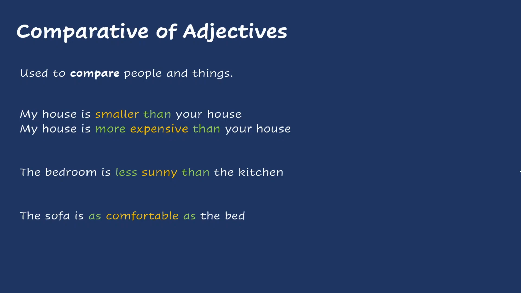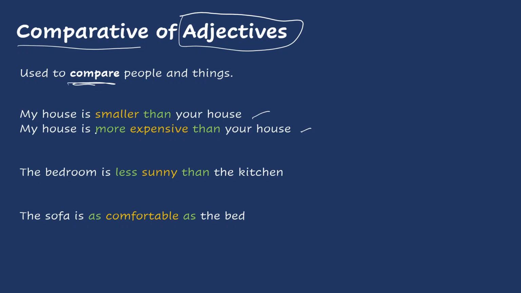Today we are going to learn how to use comparative of adjectives. We use comparatives when, of course, we want to compare people and things. And you have the same in English. For example, you say, my house is smaller than your house. Or you can say, my house is more expensive than your house.